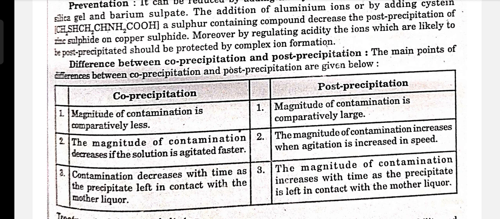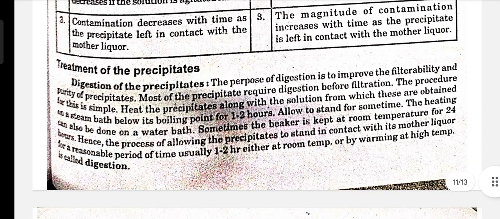Number 3, co-precipitation. Contamination decreases with time as the precipitate is left in contact with the mother liquor. Number 3, post-precipitation. The magnitude of contamination increases with time as the precipitate is left in contact with the mother liquor. Treatment of the precipitate.